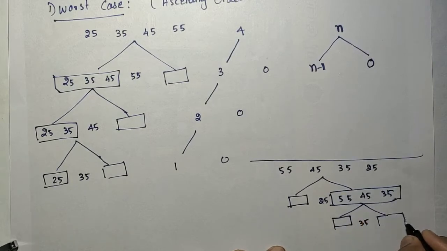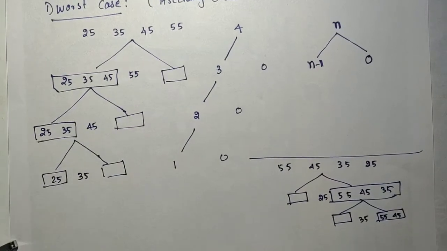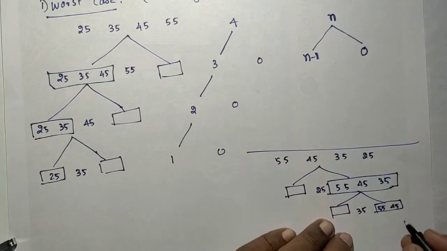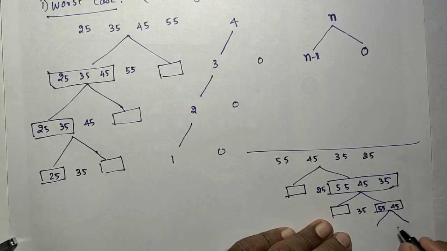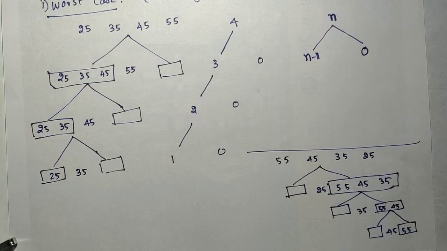And here it is 55 and then 45. And then here again it will be split into 2. So that 45 is in the middle. Okay, no elements on that left side, and then 55 on that right side. Like that it will be there.